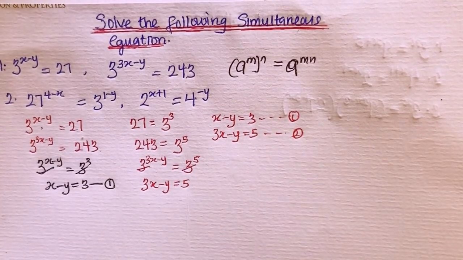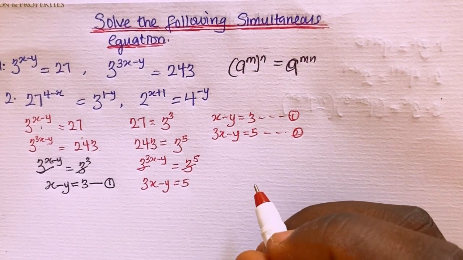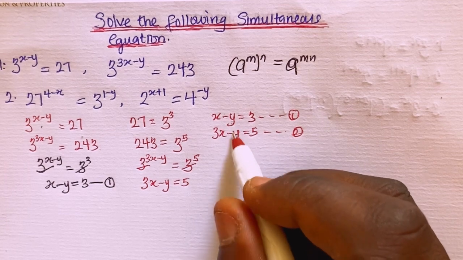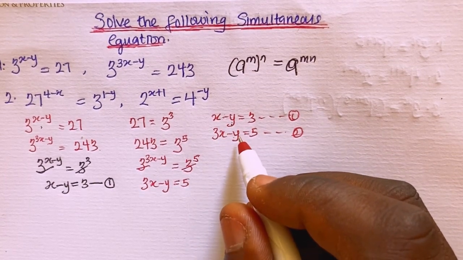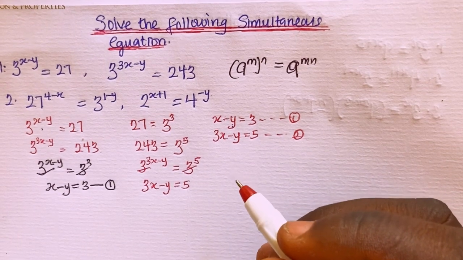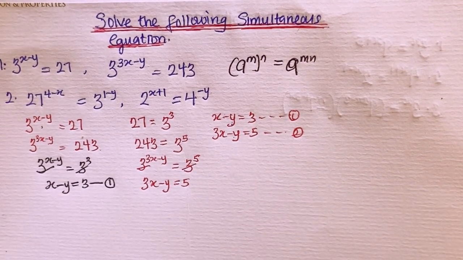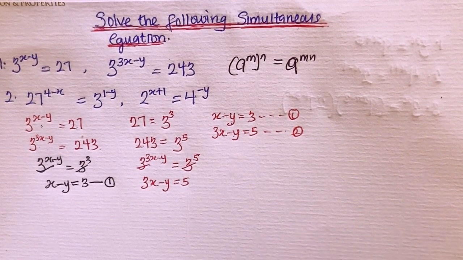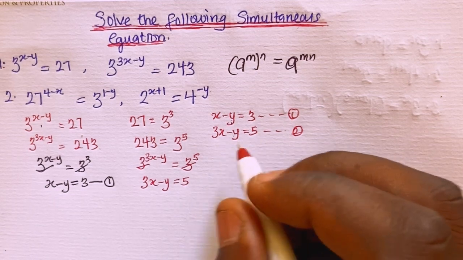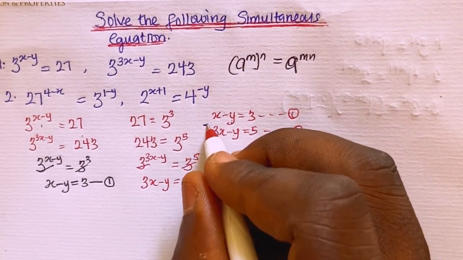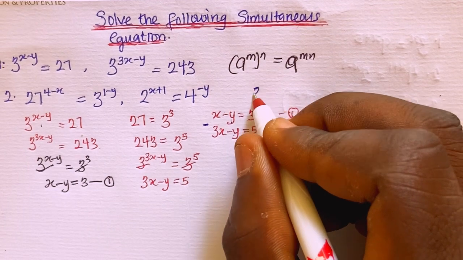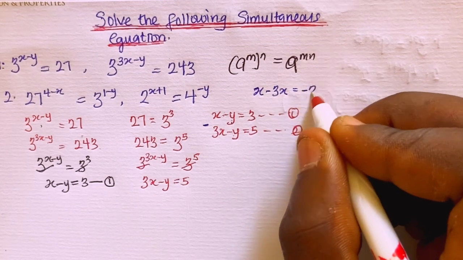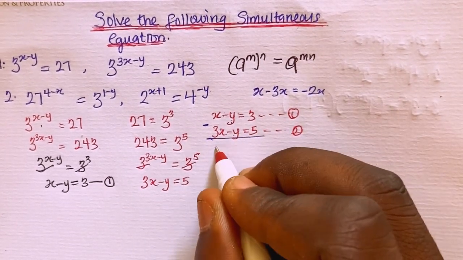It's very simple. In order to eliminate my y, I can use the elimination method, or I can go ahead and use the substitution method. But the substitution method will be somewhat long. So let's go ahead and use the elimination method. In this case, I'm going to subtract. Subtracting, I have x minus 3x, which is minus 2x.